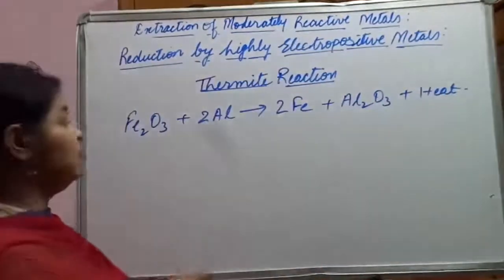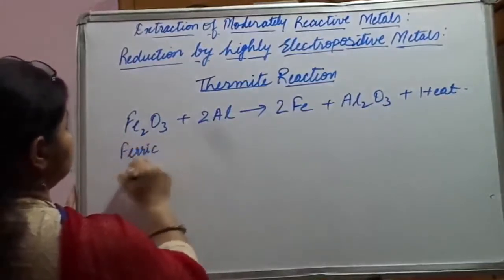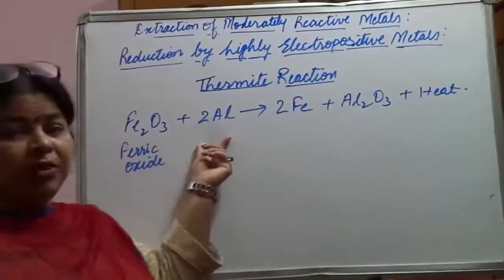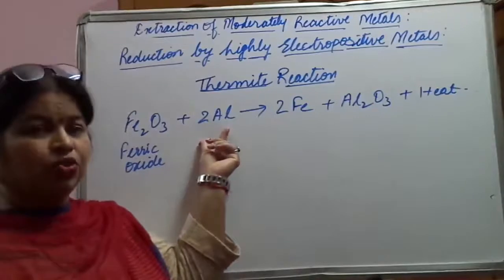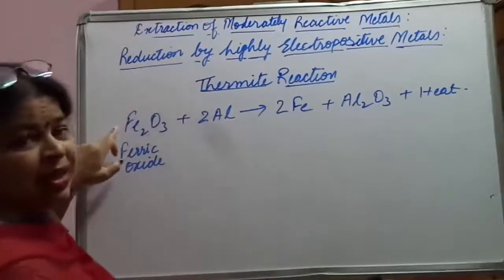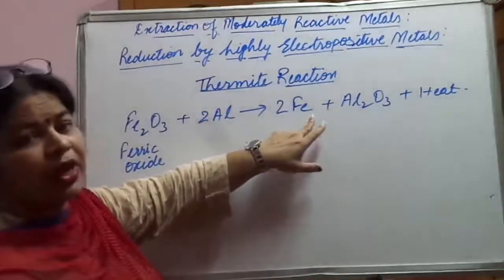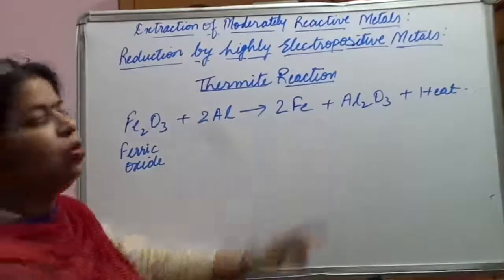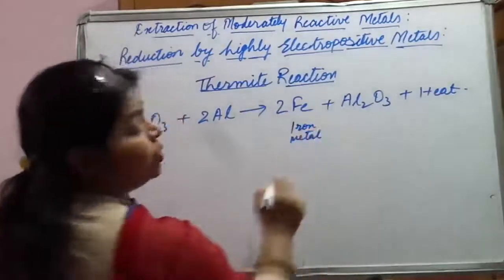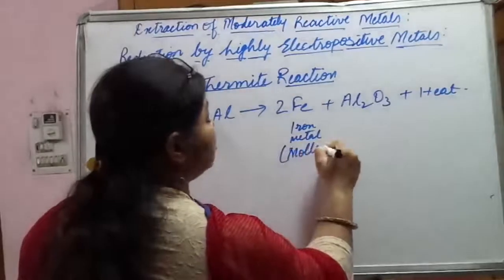Let us see again. Fe2O3, ferric oxide, with aluminium. Aluminium is acting like a reducing agent over here, and what it does is replace iron and set iron free. So in this way, we get iron metal in a molten state.